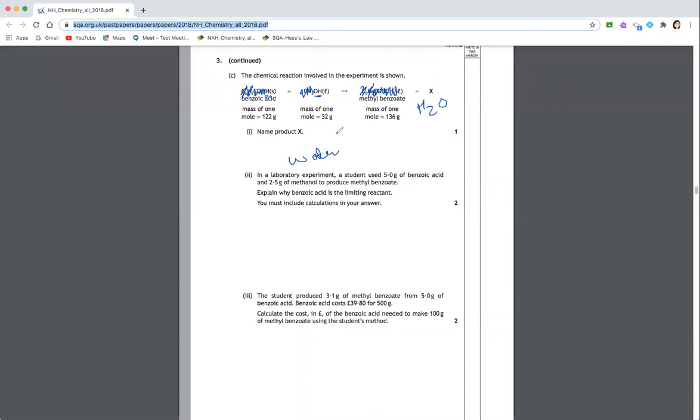Then part 2. So this is asking to explain why benzoic acid is the limiting reactant. And you need to include calculations in your answer. So you're having to do a limiting excess calculation here. Let's clear up all my scribbles up there. So you've got 5 grams of benzoic acid.